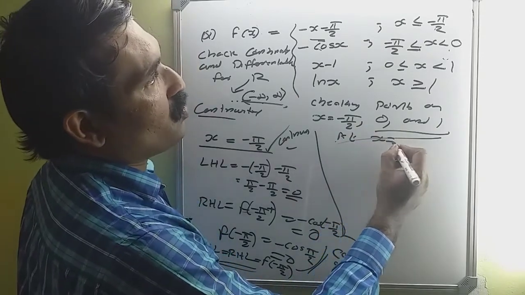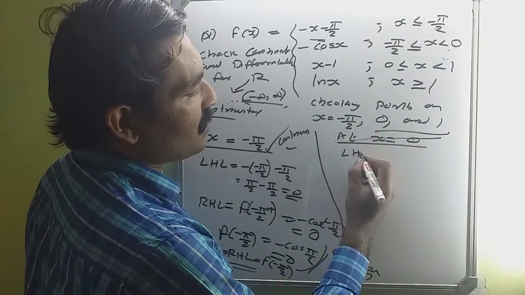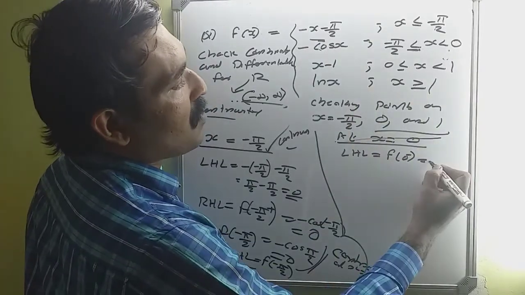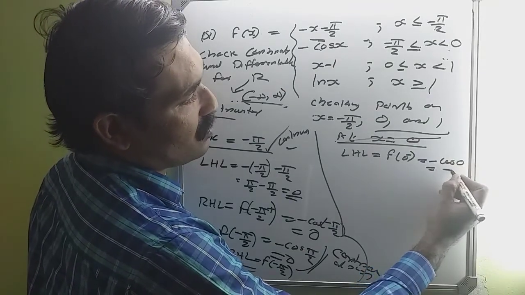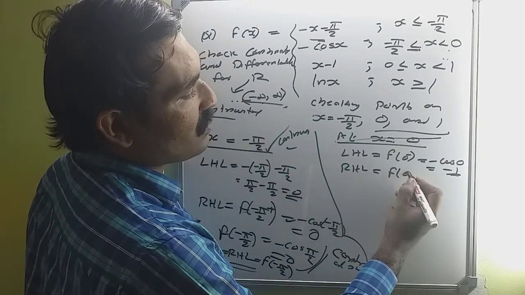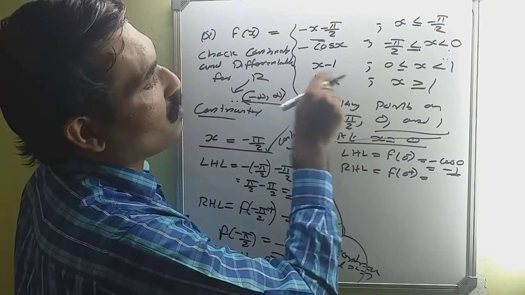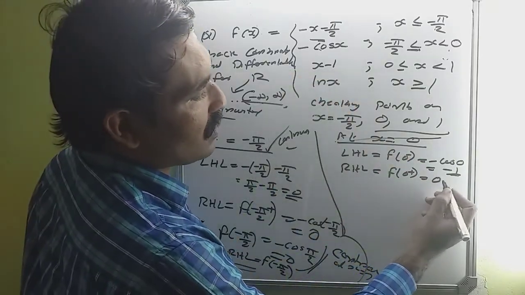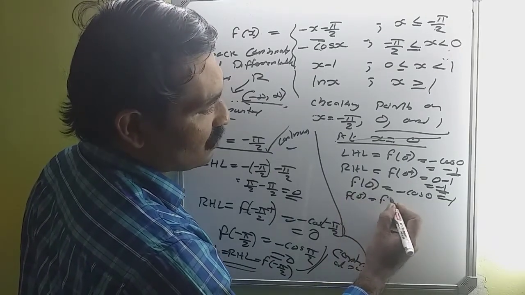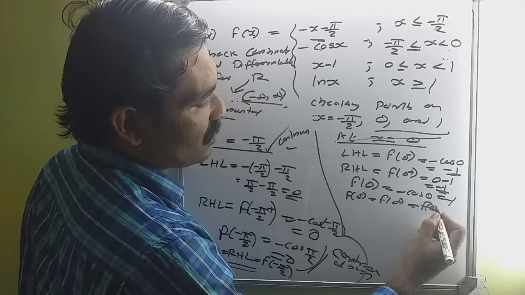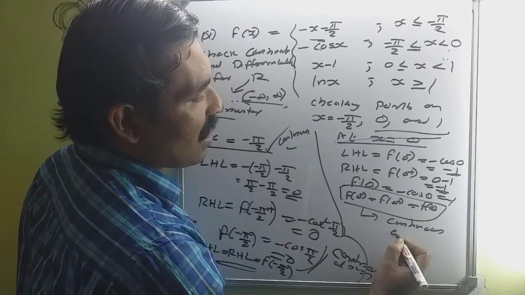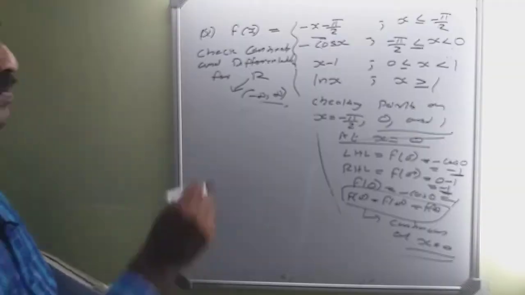Now at x is equal to 0, the left hand limit is f of 0 minus, that is minus cos 0, which is equal to minus 1. The right hand limit is f of 0 plus, that is 0 minus 1, which is equal to minus 1. That is, f of 0 minus is equal to f of 0 plus is equal to f of 0. This implies the function is continuous at x is equal to 0.